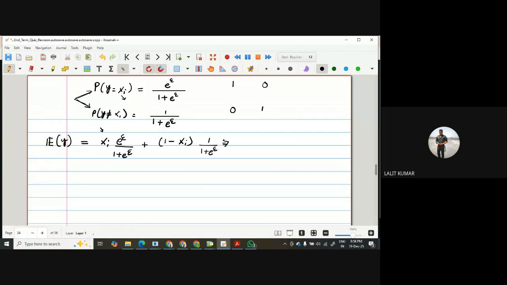This we can write as xi times e to power epsilon minus 1 over e to power epsilon plus 1, plus 1 over 1 plus e to power epsilon. So this is not unbiased; this is our expected value.